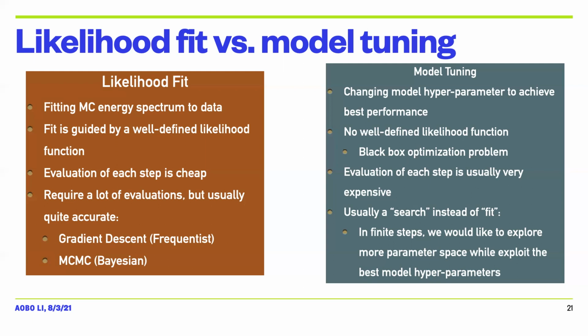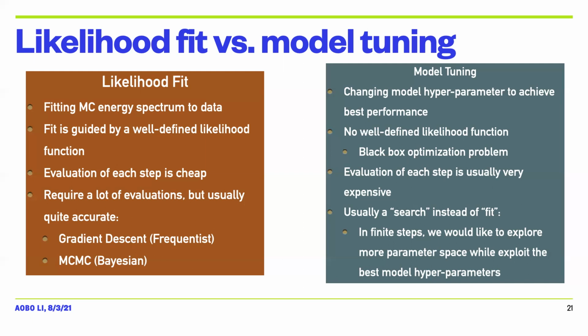There is not a well-defined likelihood function like what we had in the likelihood fit. So this is considered a black box optimization problem. The evaluation of each step is usually very, very expensive. We define a new network, we train it, and then we evaluate it on a certain metric, for example, rejection efficiency. Training a neural network could take hours to days, so it's extremely expensive. That's why the model tuning task is usually a search instead of a fit.